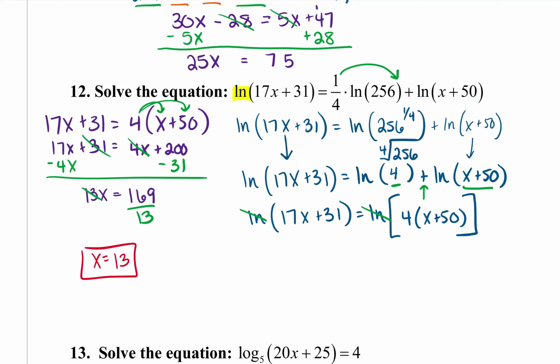So that's number 12. See, that's not a whole lot of work. And again, the biggest thing is I needed to know the 4th root of 256, and I had to know 169 divided by 13. Other than that, it was very basic on what I had to do. It was more of rewriting things correctly and then solving for x correctly. Okay?